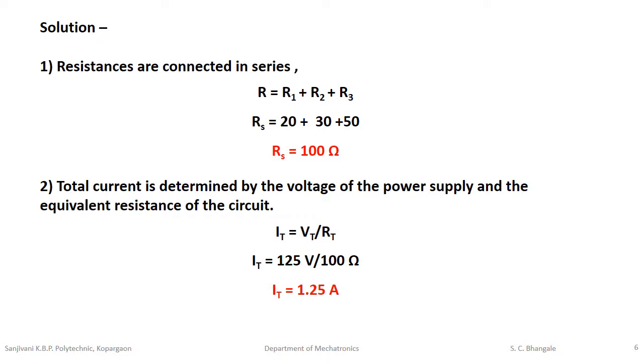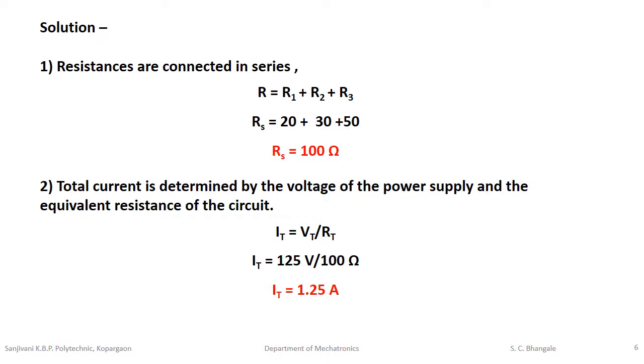As we have already discussed, the equivalent resistance for the series concept has the largest value. If we consider the values of all resistances R1, R2, R3 and Rs, we can say that Rs has the largest value as compared to R1, R2 and R3. So the equivalent series resistance has the value 100 ohm.